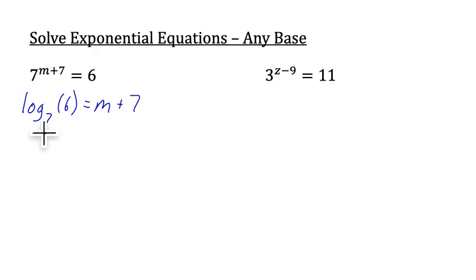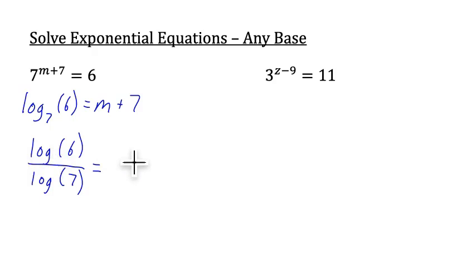Now, most scientific calculators don't have a log base 7 button, so we're going to use the change of base formula to rewrite the left side of this equation. Log base 7 of 6 is equal to log base 10 of 6 over log base 10 of 7. So all I did there is I rewrote the left side using the change of base formula. And we didn't have to choose base 10. We could have used any base we wanted to, but my scientific calculator has a log base 10 button, so I'm going to use that. And remember, when we use base 10, we usually don't write the 10. And this equals m plus 7.